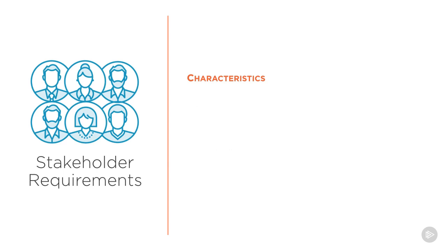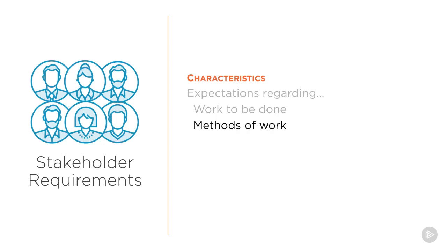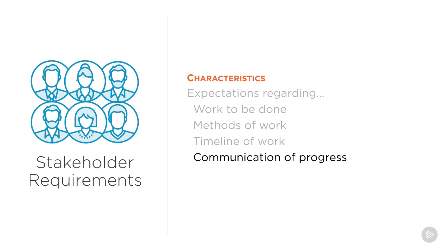Below business requirements are stakeholder requirements. These requirements are expectations regarding the work that needs to be done, how this work will be done, when this work will be done, the level of communication that will be provided, both in terms of format and detail, regarding the work that's progressing, as well as the level of contribution that is required or expected from each of the different stakeholders who might be involved.